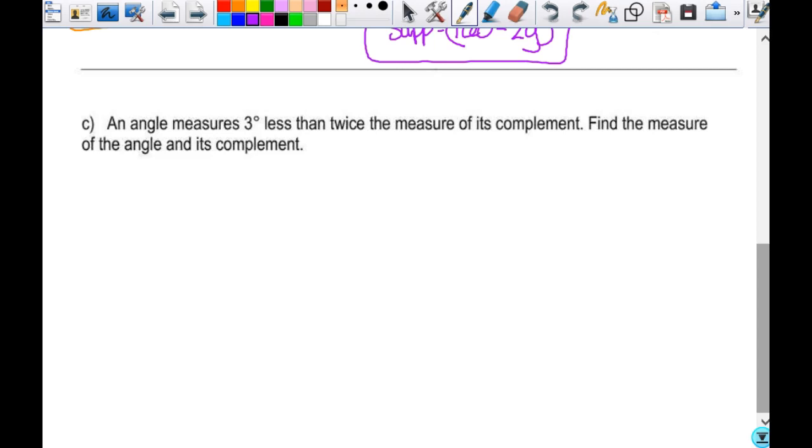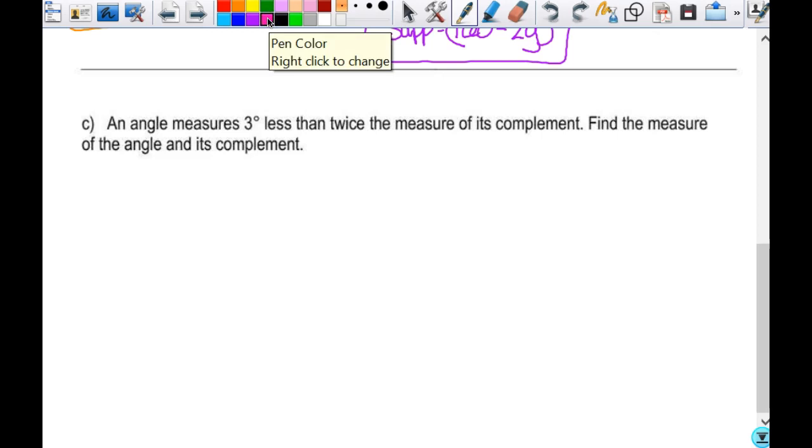All right, so let's look at this. It says an angle measures 3 degrees less than twice the measure of its complement. Find the measure of the angle and its complement. One of the reasons you hate word problems is because you don't know how to approach them. You read it and you're like, oh my God, I don't know what to write down. Well, me either. I only half paid attention when I read it the first time too. So we go back and we reread it and we translate from English to math.